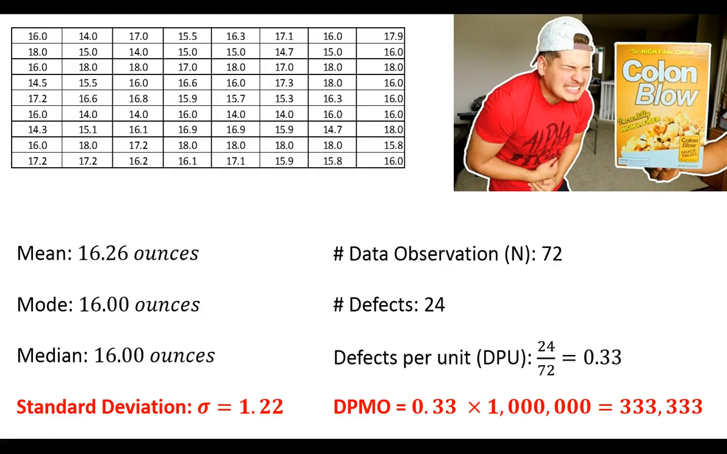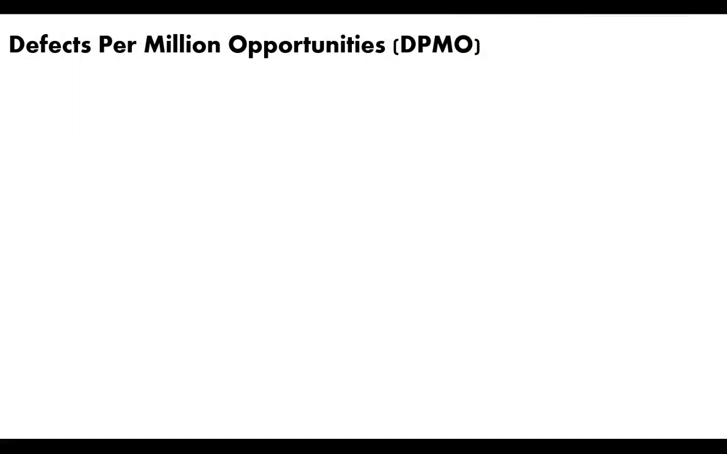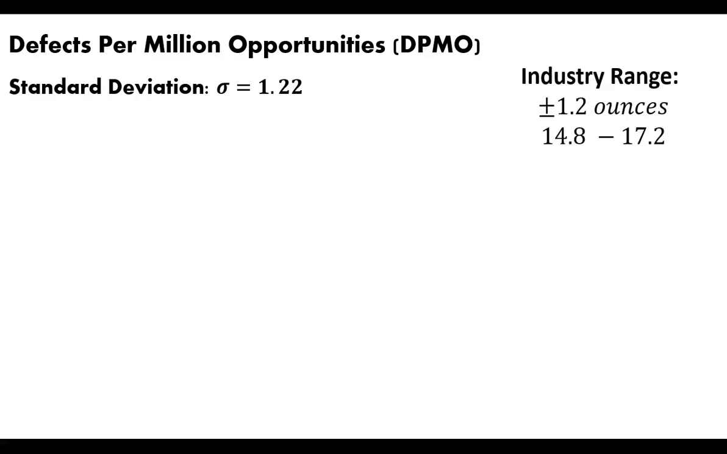So again, this is very, very important to keep this information in mind. We'll have it all cataloged on the next slide. For defects per million opportunities, we had a standard deviation of 1.22. Keep in mind, this is our industry range, or what our customer is expecting us to fall within, 14.8 to 17.2. Now, both of these together, our defects per million opportunities and that standard deviation, come in to tell us how capable our process is.